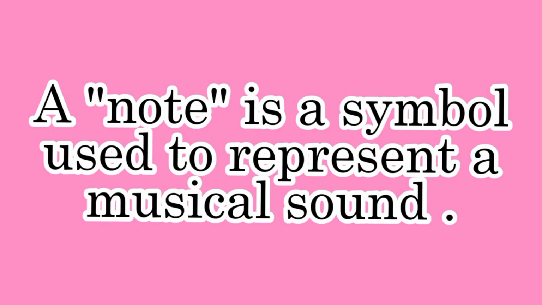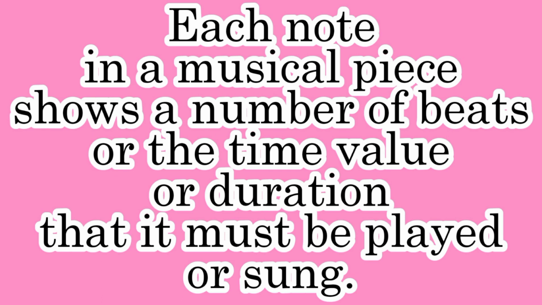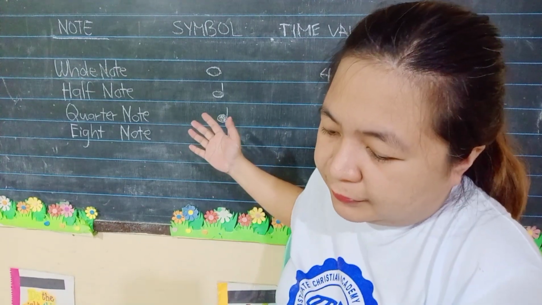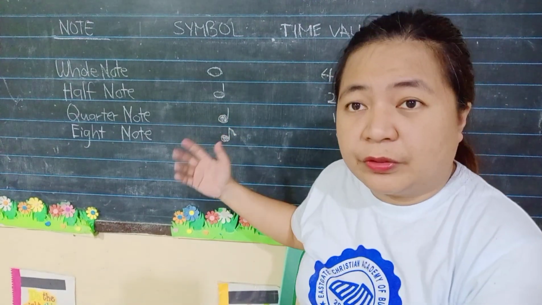A note is a symbol used to represent a musical sound. Each note in a musical piece shows the number of beats or the time value or duration that it must be played or sung. The table shows the time value and the symbol for each note.